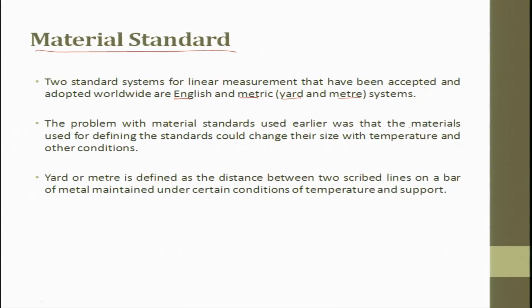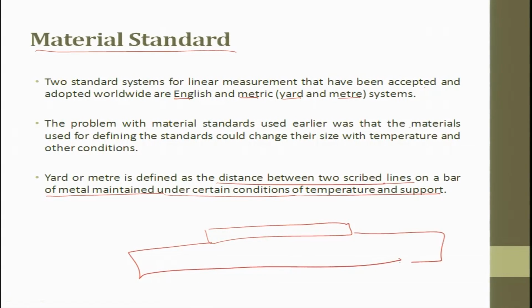So, then this carries a very important point to be noticed. Yard or meter is defined as a distance between two scribed lines on a bar of metal maintained under certain conditions of temperature and support. Why are we talking about support? Suppose you have a bar and this bar is resting on a plate, okay, and assume that there is a temperature difference, the bar might expand or might contract.